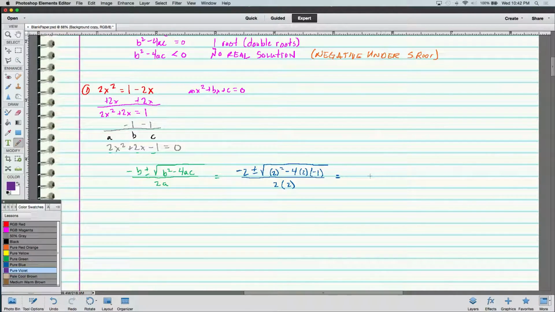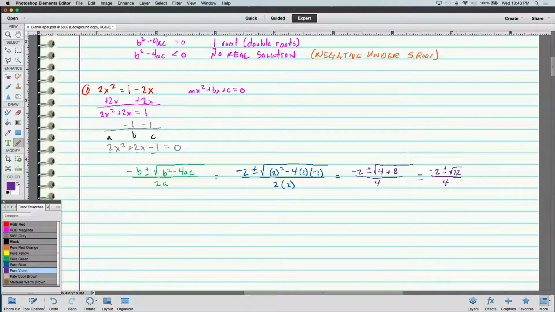So let's simplify this. We have negative 2 plus or minus, underneath the square root, 2 squared, which is 4. 4 times 2, which is 8, times negative 1, which is negative 8. So minus a negative 8, which is positive 8. All divided by 2 times 2, which is 4. Simplifying even further: negative 2 plus or minus the square root of 12, all divided by 4.